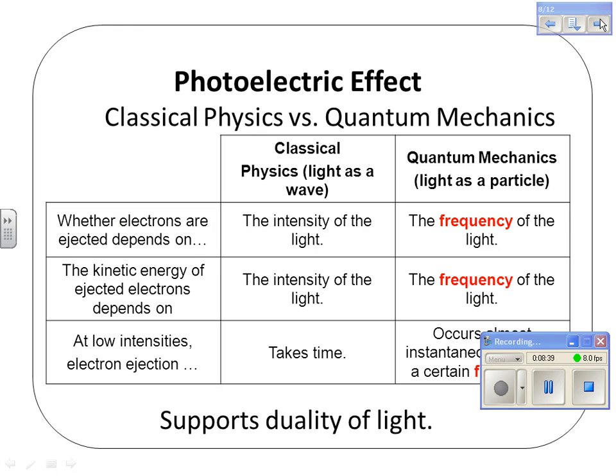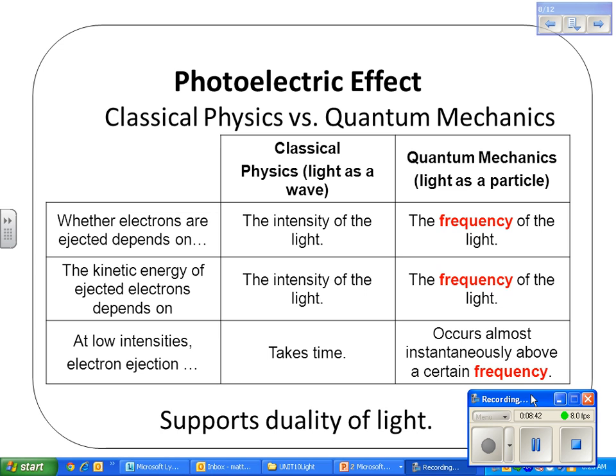All right, now we're talking a little bit more about the photoelectric effect. I just want you to see some of the difference. This would be classical physics, or what we consider light as a wave. Just kind of fill in this chart here. So whether electrons are ejected depends on, you would think it would be the intensity of the light. So if you have more intense light, then it would eject faster or eject more. But it turns out that it depends upon the frequency of the light, so how often the light's given. The kinetic energy of ejected electrons depends on, once again, in your regular understanding of classical physics, you would think it's the intensity of the light.